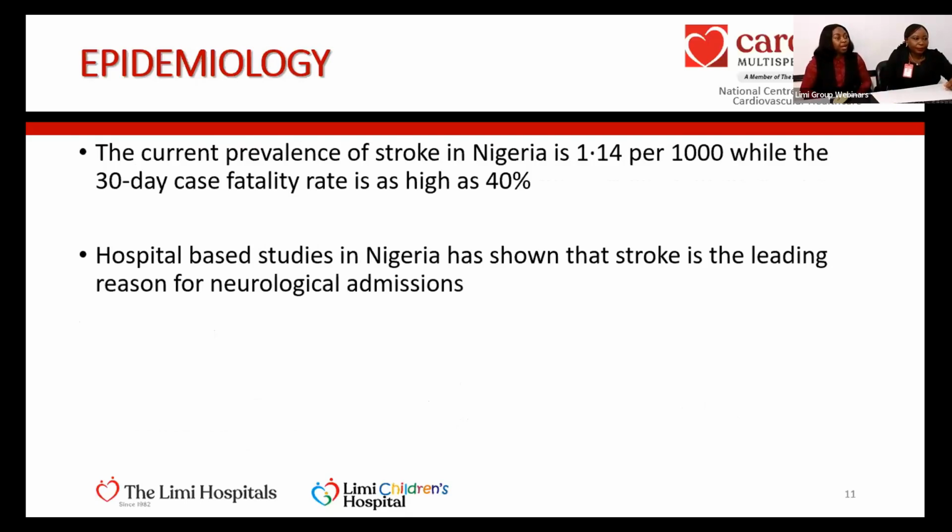Okay, so in Nigeria, the current prevalence of stroke is 1.14 per 1,000, while the 30-day case fatality rate is as high as 40%. And then hospital-based studies in Nigeria have shown that stroke is still the leading reason for neurological admission. So of all patients that are admitted into hospitals for neurological conditions, stroke is actually at the top of conditions that cause patients to need admission.